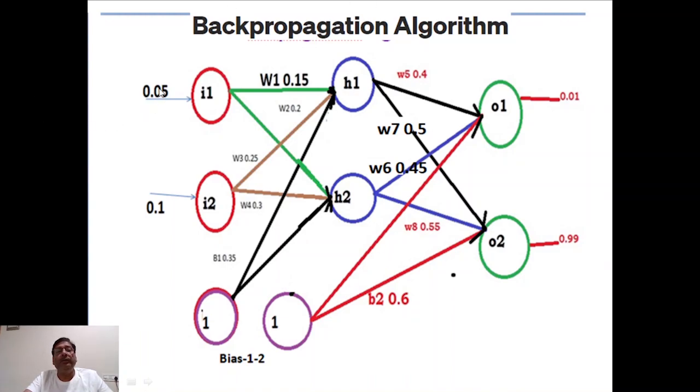Now, the input that we are going to provide is 0.05 and 0.1. What we expect from this network is the output 0.01 here and 0.99 here. So now, how are we going to process this input and generate the output? What we need to do first is check what input we are going to get at H1.